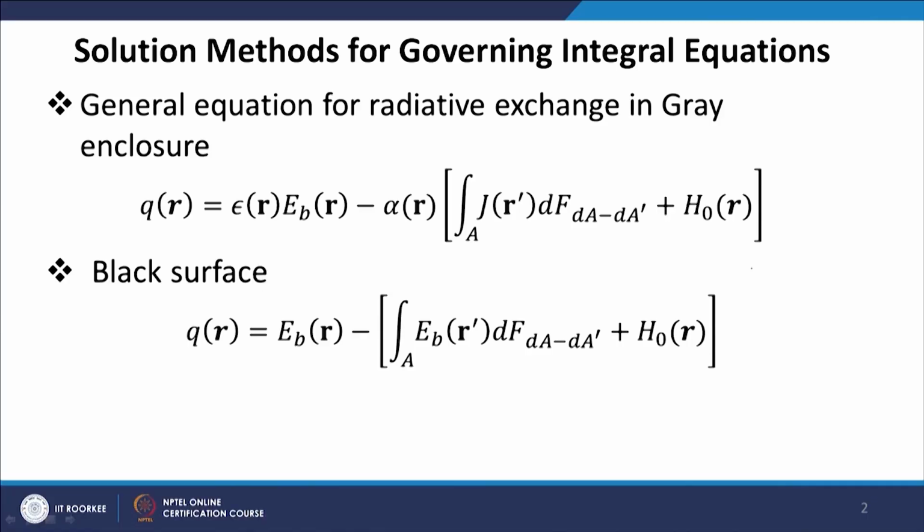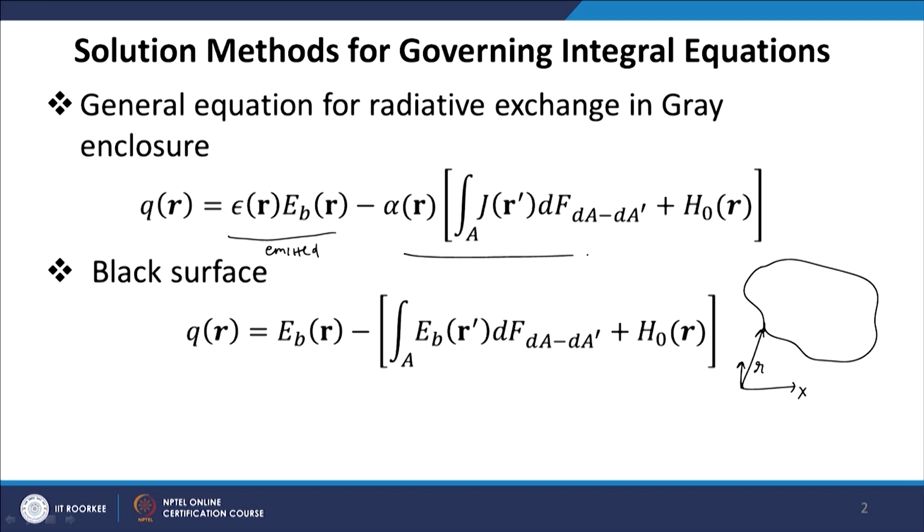So, just a quick recap of what we have done. In an enclosure, the radiative heat flux Q at any location r. So, this is the vector of the location r. If we take it with respect to some kind of origin, the heat flux at this location is made up of two components. One is the emitted energy and one is the absorbed energy. So, this is the energy balance for a small element or at any location given by the vector r.